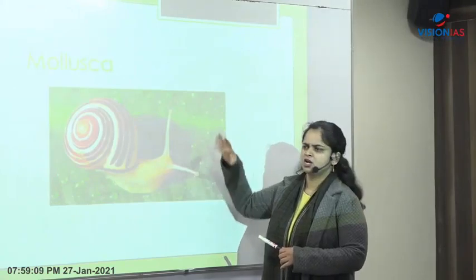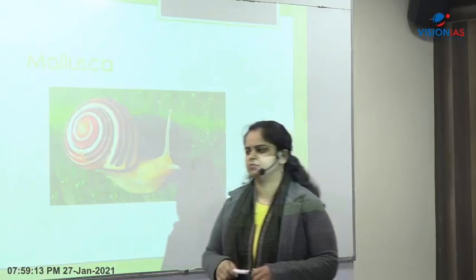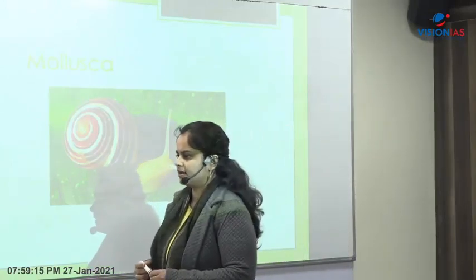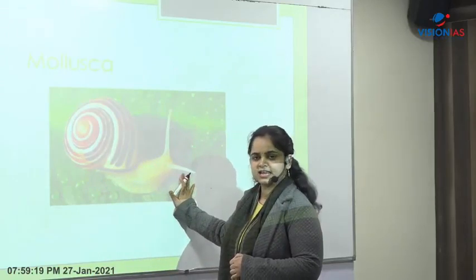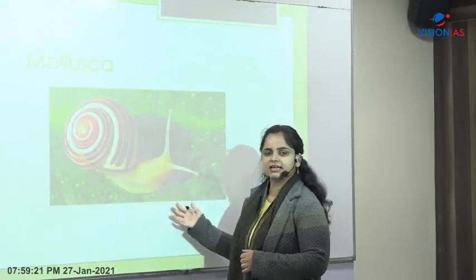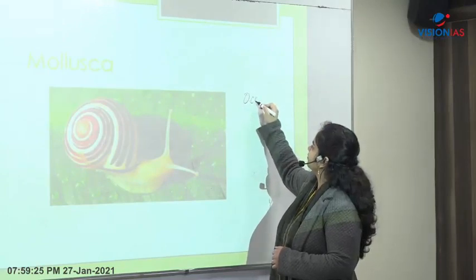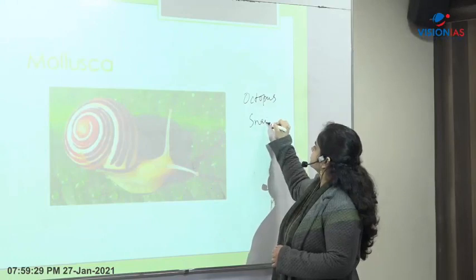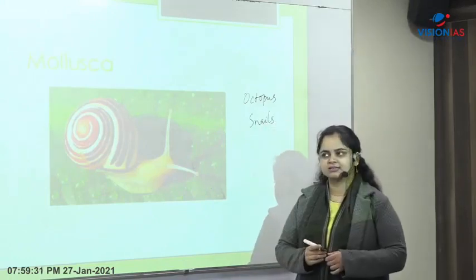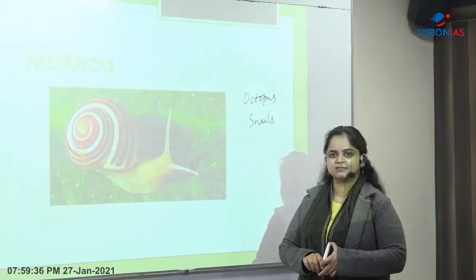Mollusk. For mollusks, as such, there is no defining property, just write down they are aquatic animals. Snails. You can see this nice snail. And you have octopus. Octopus and snails.